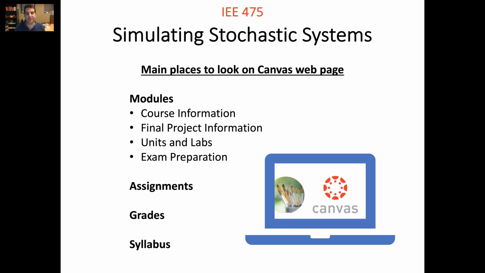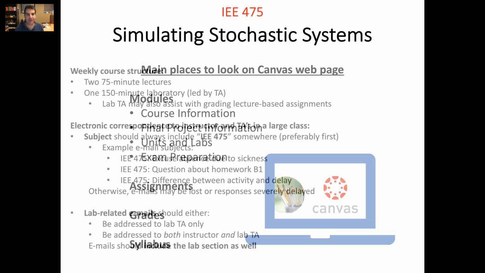Along with the modules, there's assignments. Most all of the assignments will also be in the module somewhere, but if you need a quick way to find the assignments, you can go to the assignments section. There's also a grades section where you can find your grades as they're scored, and then there's the syllabus link. All of those are on the left-hand side, those modules, assignments, grades, and syllabus, and so they should be easy to find there, but they can be found at other places as well.